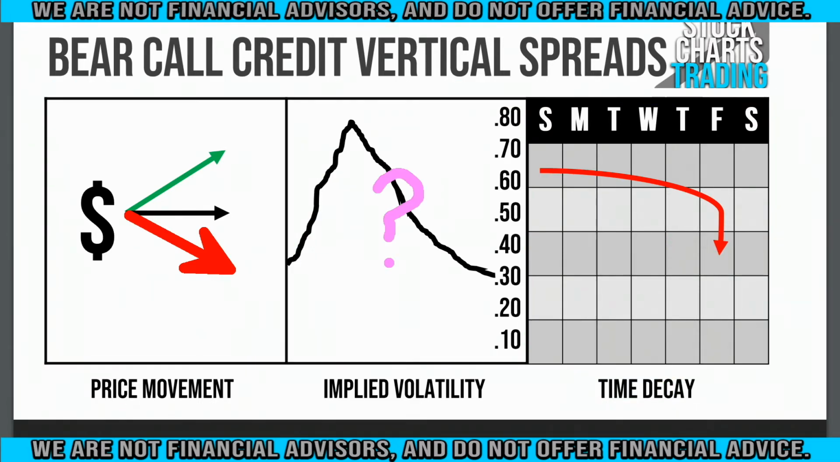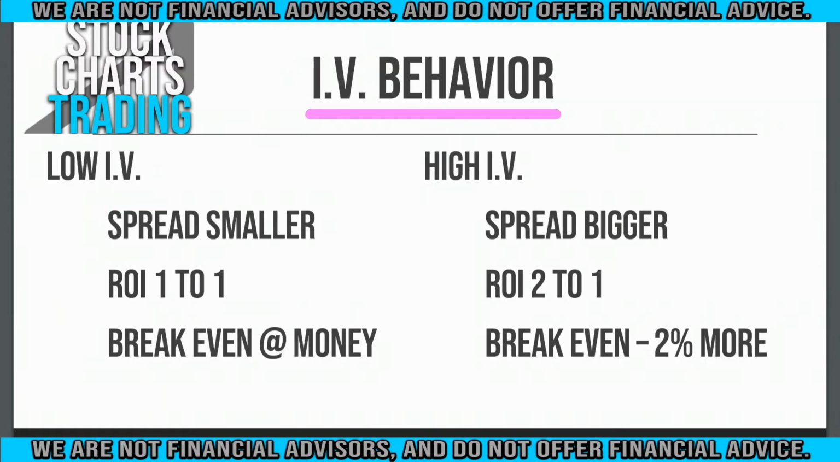So if I had to guess, will implied volatility absolutely fall off? There's no guarantee. Will time decay fall off? There's a 100% guarantee there. And the only way I get this is if I sell bear call spreads. And I get it because the IV behavior on low IV trades has much smaller spreads, better ROIs, and better break-evens. Versus the high implied volatilities, the spreads are bigger, the ROIs are worse, and the break-even is a bigger percentage away from the price.